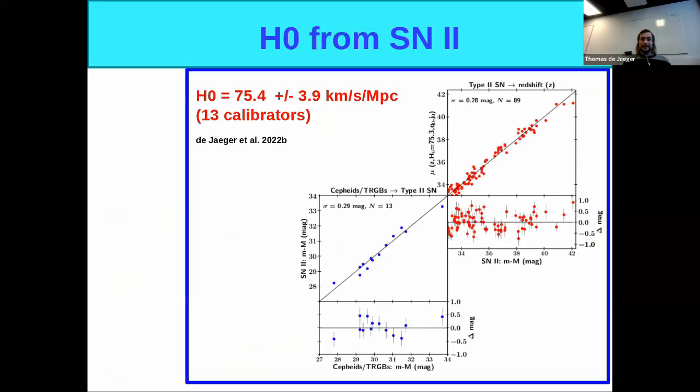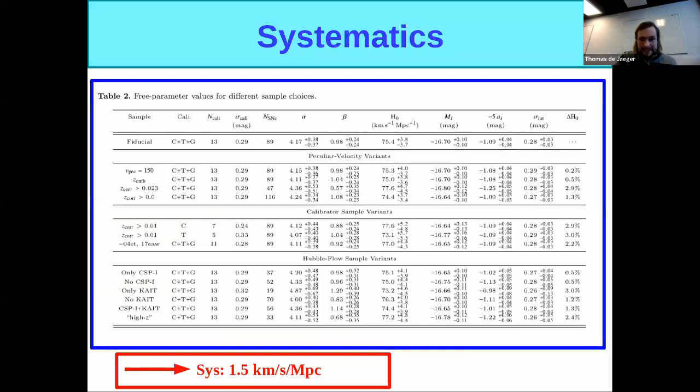From the distance ladder, it just doesn't look like it. You can see the different tests I did from the sample. When I use only Cepheids, the value is a little higher than the fiducial value, and when I use only TRGBs, the value is smaller. But in both cases, I'm far from being consistent with Planck.